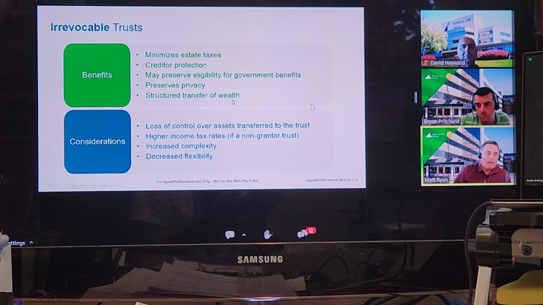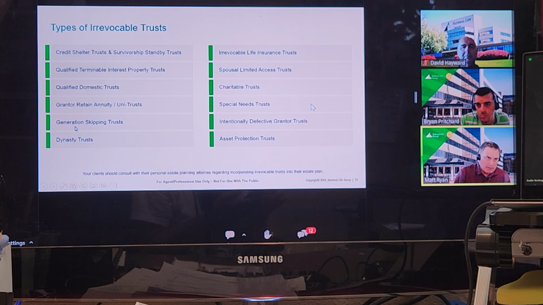Now, there are a lot of irrevocable trust types, right? And these are just a few. This is not an exhaustive list, but these are the more common ones that you may or may not have heard of. So you have a credit shelter trust, a standby trust, the Q-tip, qualified domestic trusts, grantor retained annuity trust, unit trust, generation skipping, dynasty trust, asset protection trust, special needs trust, charitable trust, spousal lifetime access trusts, right? But in this presentation, we're only going to cover 3 of those. And I'll tell you which ones those are going to be in a second.